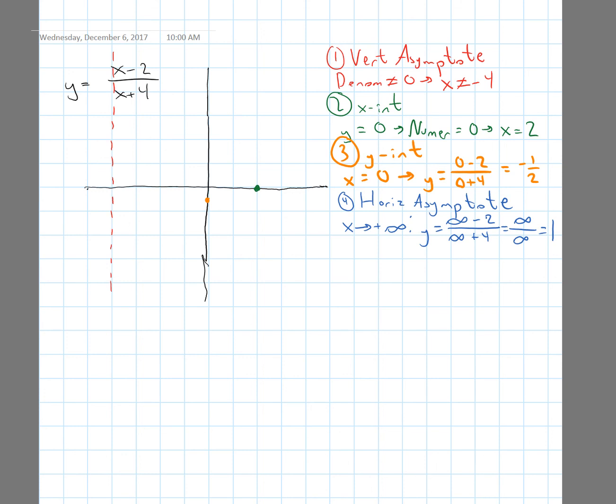And the same sort of thing is really going to happen at x going towards negative infinity, because we can see y is going to equal (negative infinity minus 2) over (negative infinity plus 4), which will just be negative infinity over negative infinity, which is 1. So at y equals 1, I draw a horizontal line.